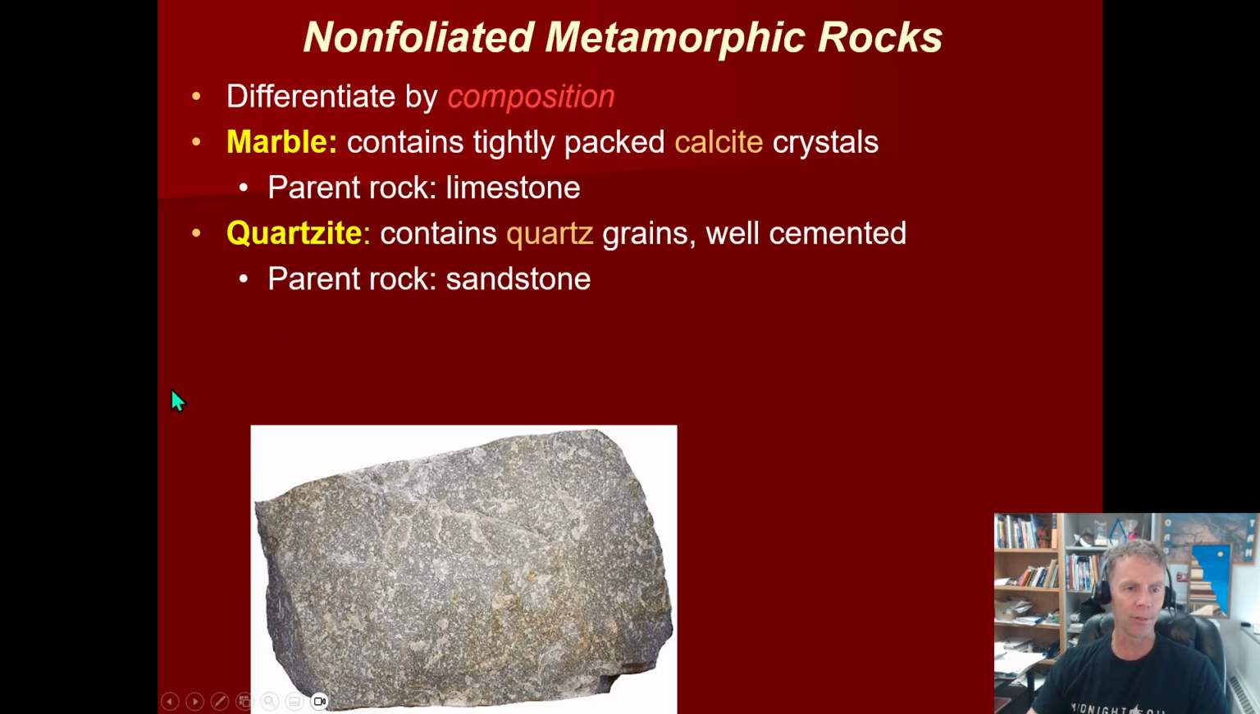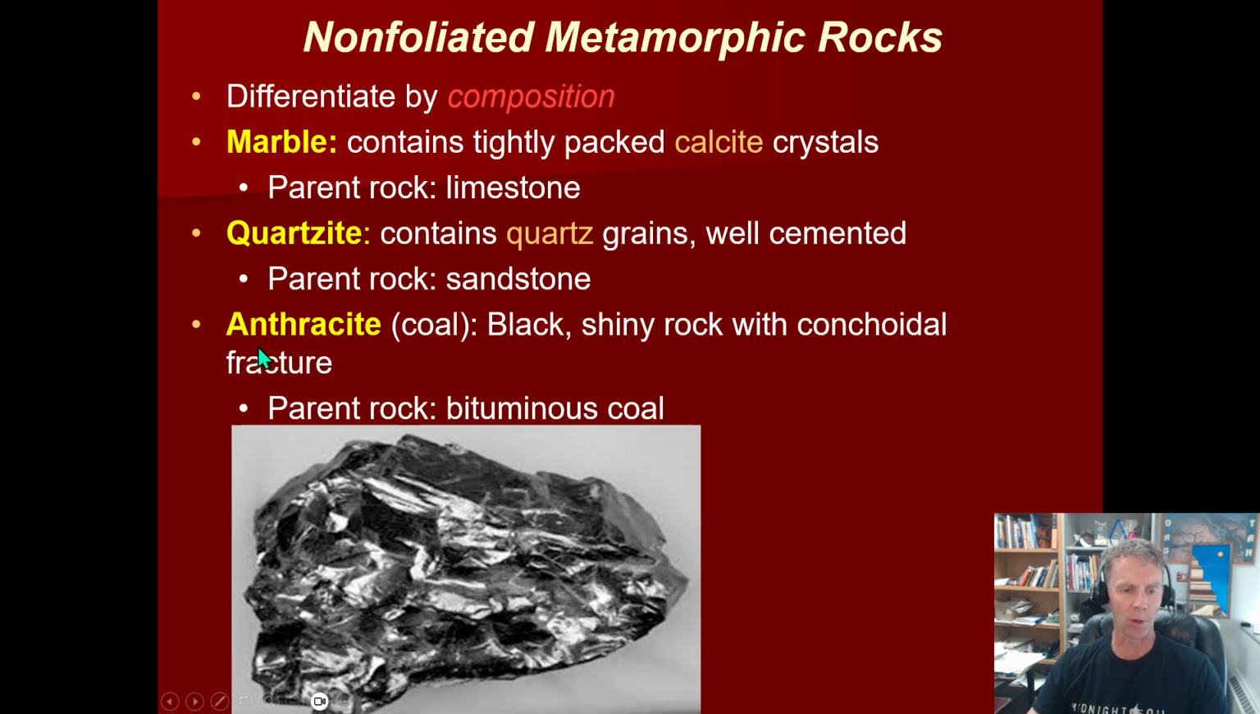And then our final non-foliated metamorphic rock is a type of coal known as anthracite. It's black, shiny. It breaks along these little curvature surfaces here. From a distance, if someone just held this up from across the room, it can look a lot like obsidian.